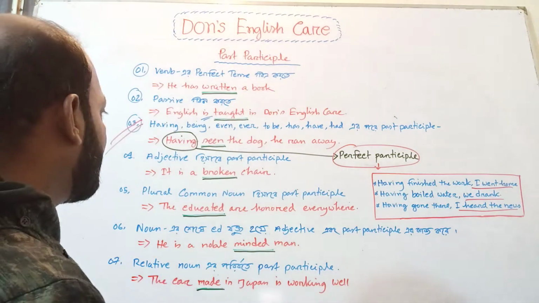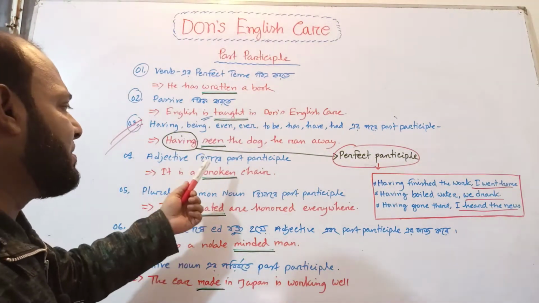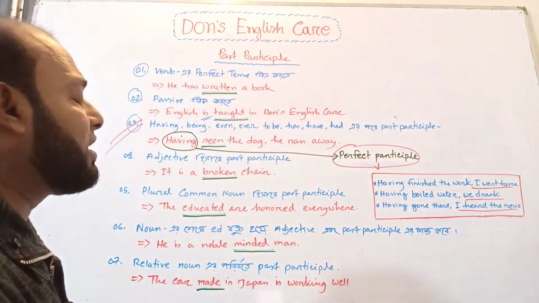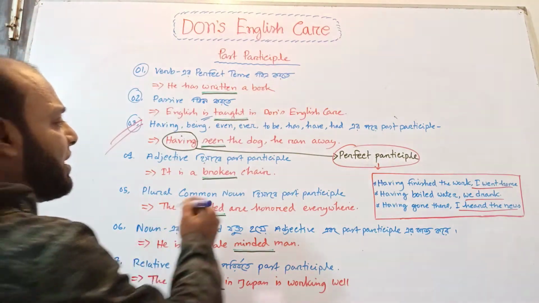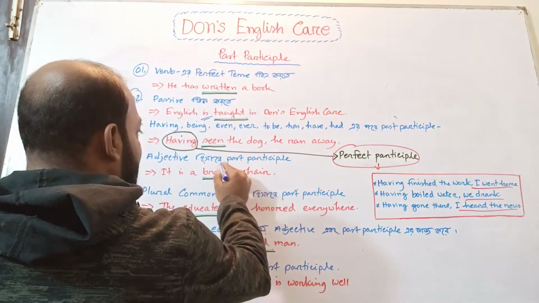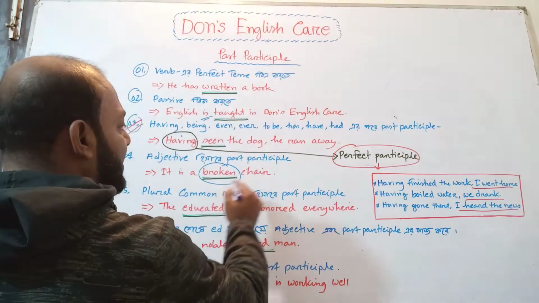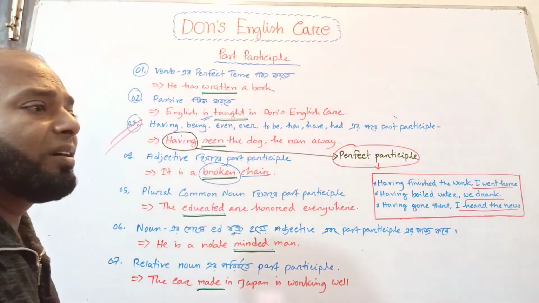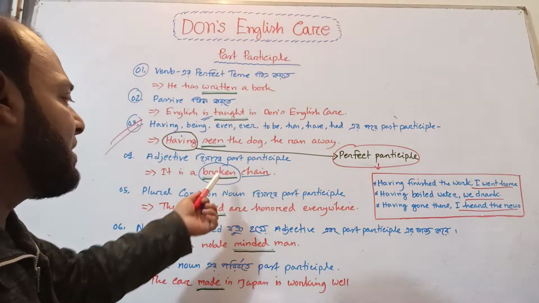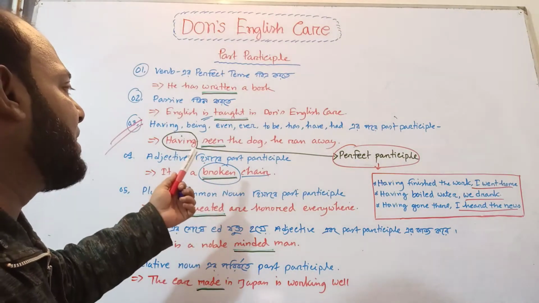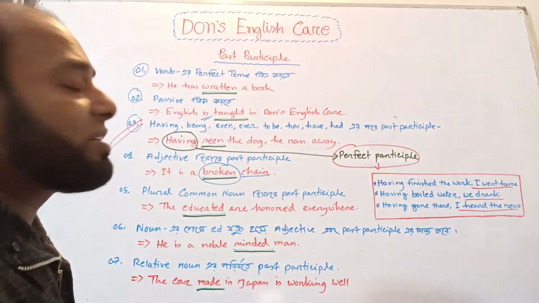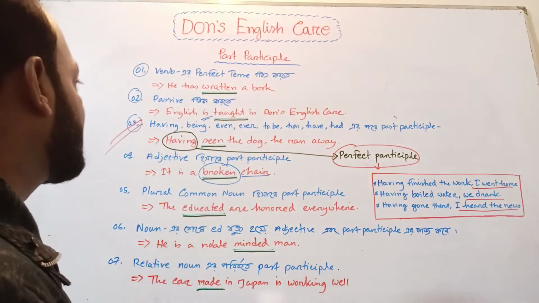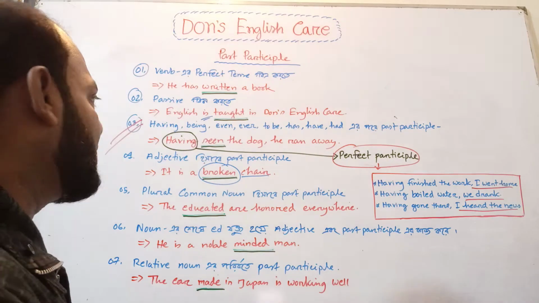Number 4, as an adjective form. If we see before a noun any kind of verbal form, verb 3, like chairs, noun, before any kind of verbal form that contains verb 3, we can call it an adjective. As an adjective, the past participle is used. It is a broken chair. It is a broken chair. Number 4, I think you have got my lesson.